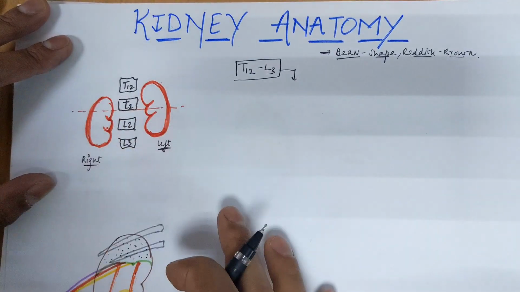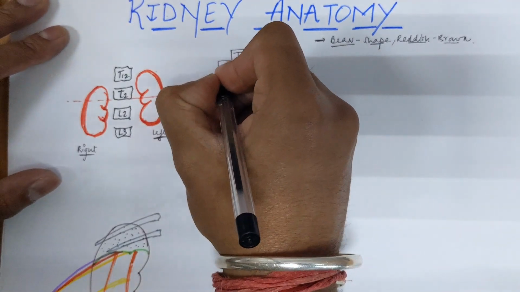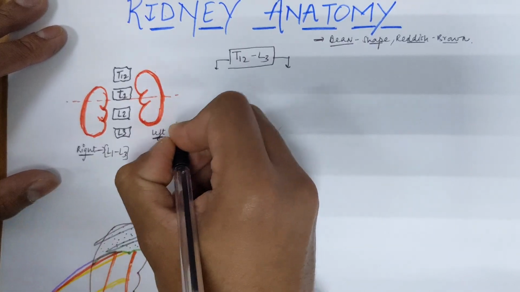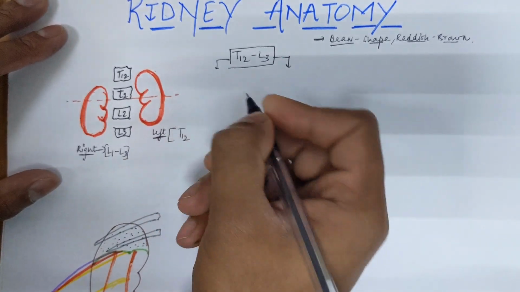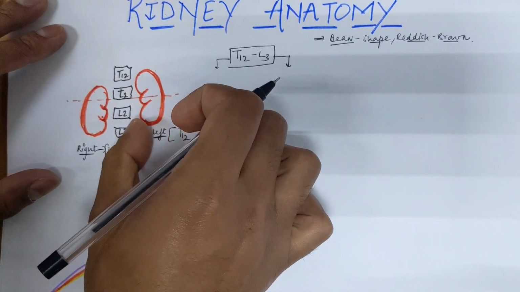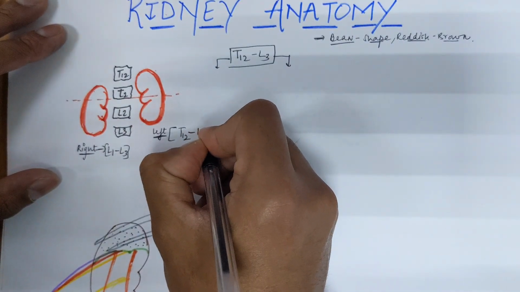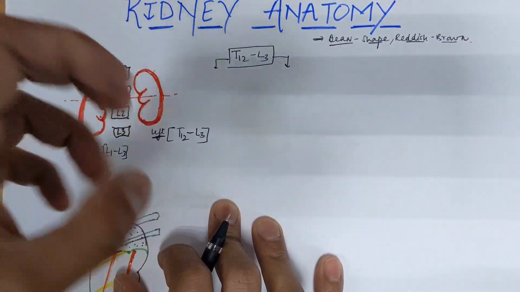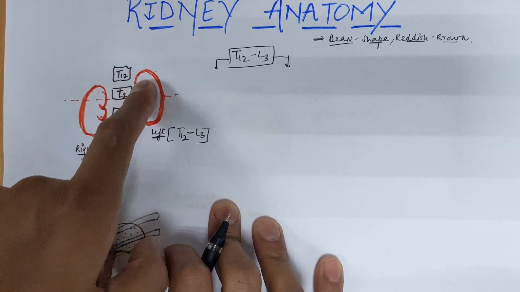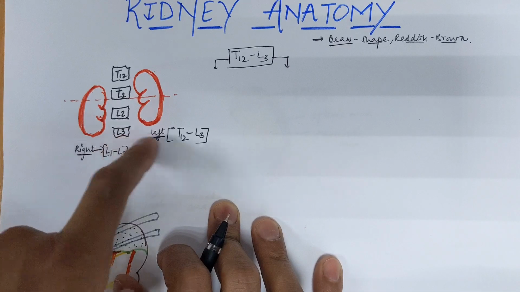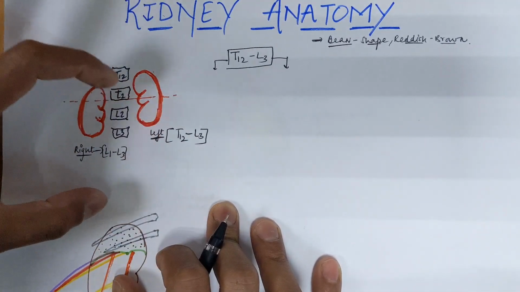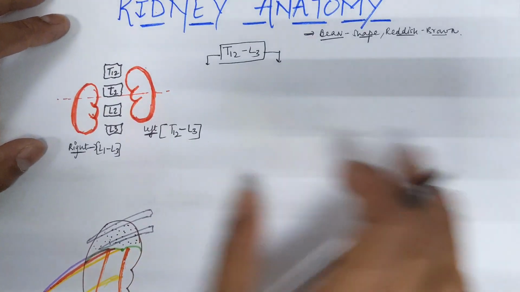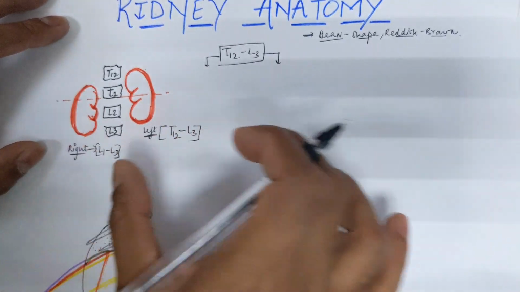According to the position or location, simple. So the right is situated from L1 to L3, and the left is situated from T12 to the middle of the body of L3. From T12 we see, according to the vertebra, it originates from the upper part of the body of T12 and ends at the middle of the body of L3. This is the exact location, but with respect to vertebra, it is from T12 to L3. Clear? So this is the main difference between the left and the right kidney.